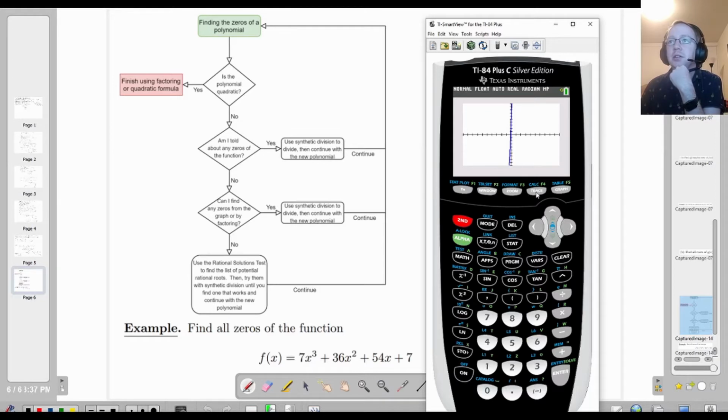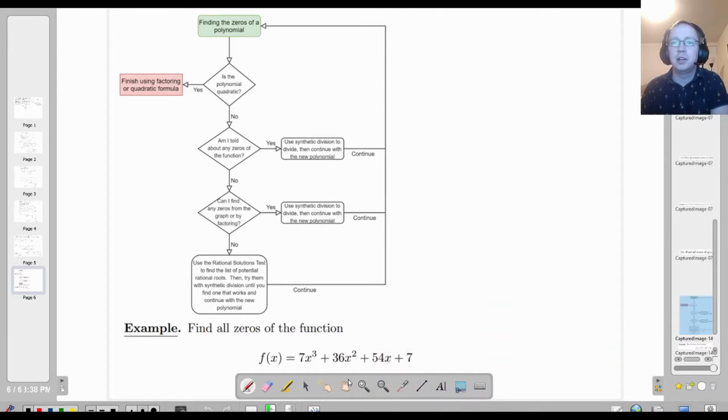I'm going to use the zero feature. So I'll pick something to the left of that zero, something to the right of it, and I'll give it a guess. Darn, I have no idea what that number is. Okay, so the only one that even shows up on my graph is not an exact number. So it looks like that's not going to work either. I couldn't use factoring, I couldn't use graphing to get an exact number. So my only option now, my last resort, is to use the rational solutions test. So let's go ahead and try that out.